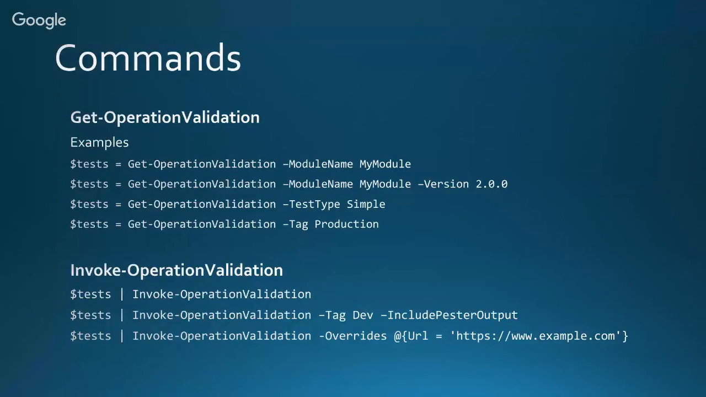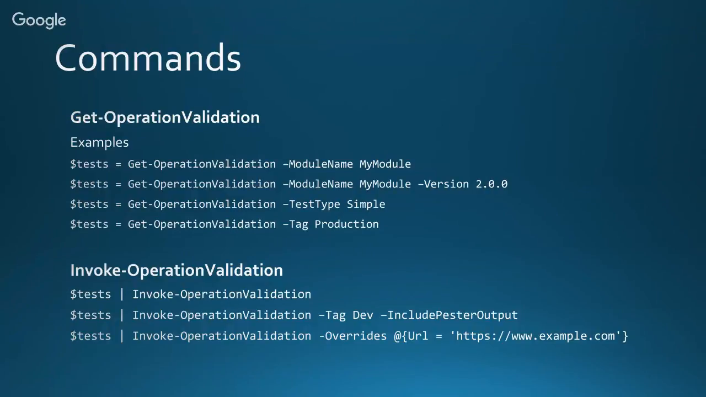But once you have that collection of tests, you can then invoke them with Invoke-OperationValidation. Under the covers, what this is eventually doing is just running Invoke-Pester, but it's a nice way to package up your tests and discover them as modules. Invoke-OperationValidation can also take that collection of tests and execute either all of them, or based on a particular Pester tag, and you can optionally include the default Pester output.